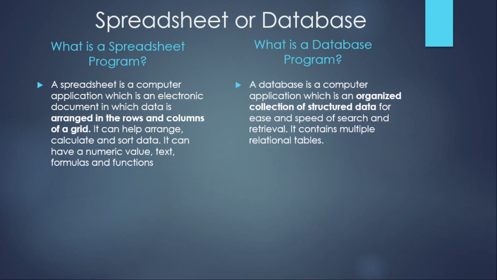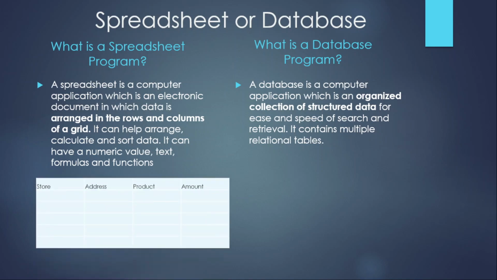A database program is also an application which is an organized collection of structured data. So take note, organized, meaning data is organized in a specific way. While in a spreadsheet program, there is flexibility. But for a database, organized, and the data therefore becomes structured. And mainly it's for speed and also retrieval. Speed when you are trying to search, so it's optimized for retrieval and searching. It contains multiple relational tables.